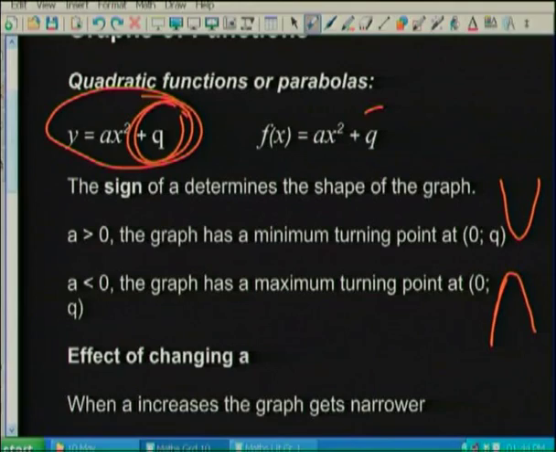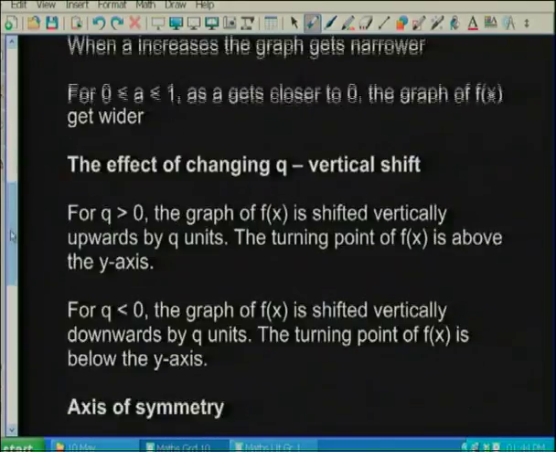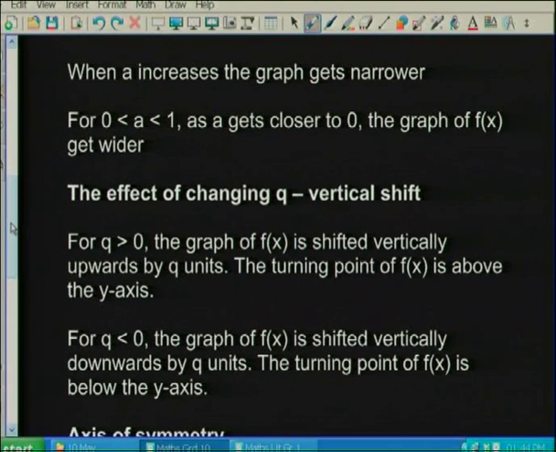Then finally, let's have a look at that value q. Now, as with all other functions, the role of q is to shift your graph up or down. So if q is bigger than 0, your graph will be moved up from the origin. If q is less than 0, your graph will be moved down from the origin, right? So q deals with the vertical shift of the graph.